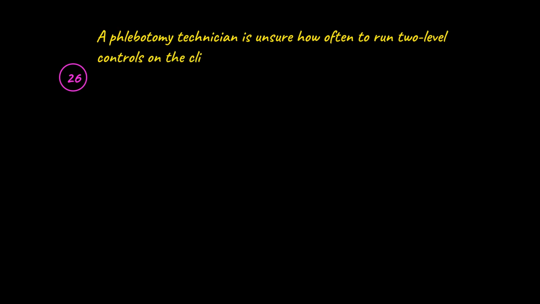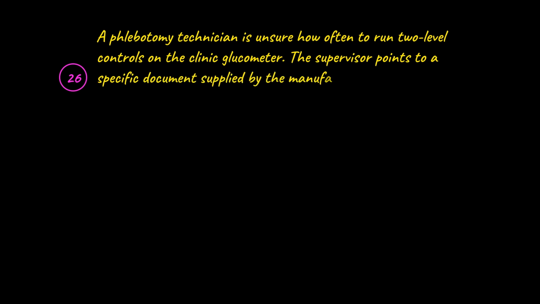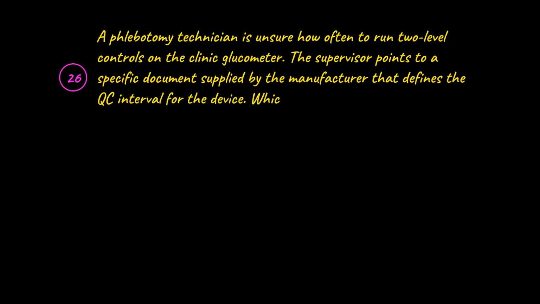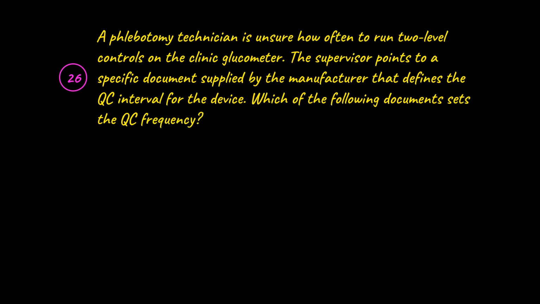Question 26. A phlebotomy technician is unsure how often to run 2-level controls on the clinic glucometer. The supervisor points to a specific document supplied by the manufacturer that defines the QC interval for the device. Which of the following documents sets the QC frequency?